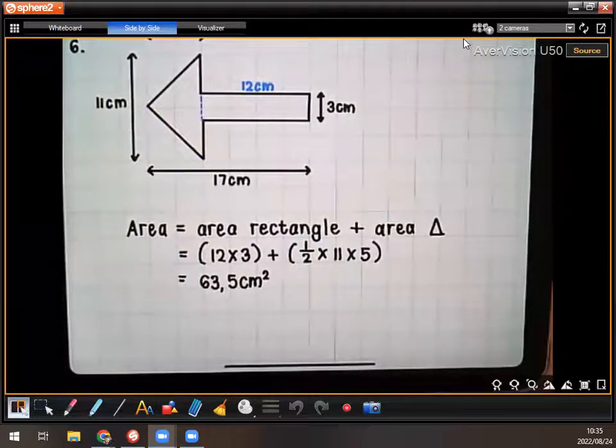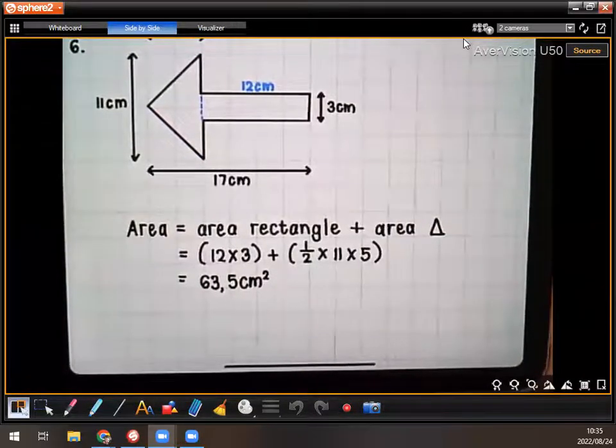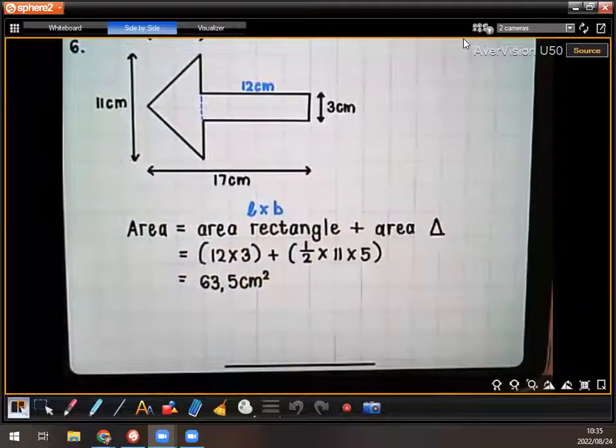All right, so if you want to put that step, and I think many of you are confused. Many of you are asking me, ma'am, what must you write first? Okay, you can write in words: area of the rectangle plus the area of the triangle. That's perfectly fine. Then remember, the area of the rectangle is length times breadth. Okay, that's the formula. Length times breadth.